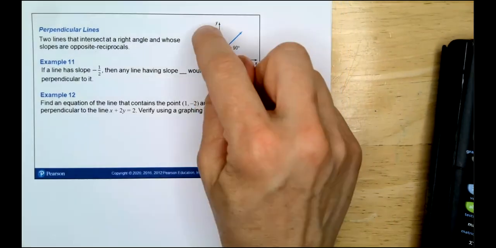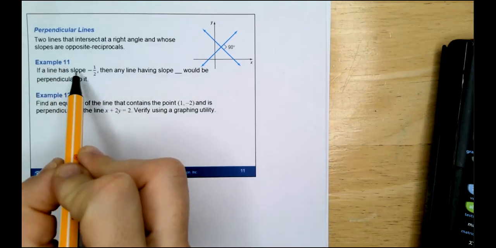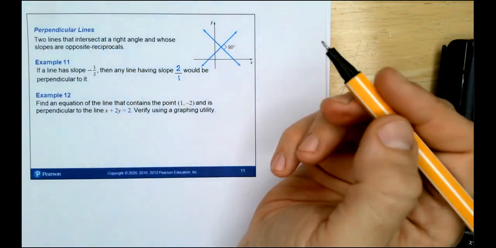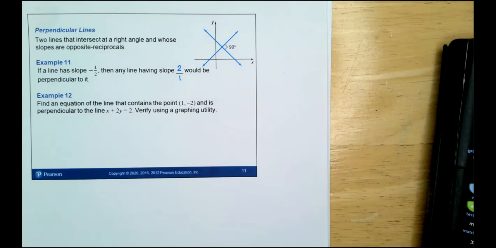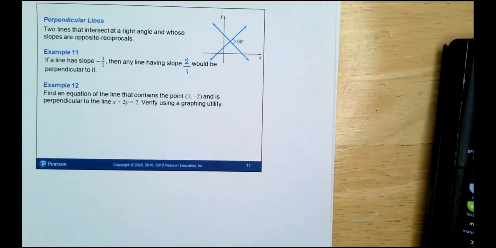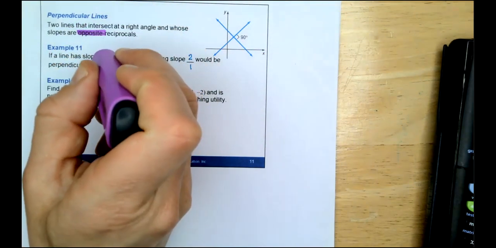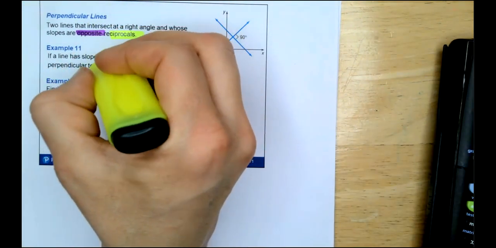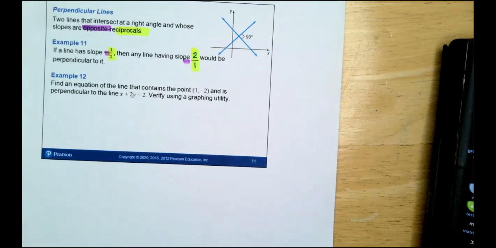Perpendicular lines intersect at a right angle, and the slopes are opposite reciprocals. So if a line has a slope negative 1/2, then any line having slope 2/1 would be perpendicular to it. Opposite means we change from a negative to a positive, or a positive to a negative. And reciprocal means we flip. The top of the fraction goes to the bottom and the bottom goes to the top, okay? So for negative 1/2, the opposite of negative becomes a positive, and the reciprocal of 1/2 becomes 2 over 1. So the opposite reciprocal of negative 1/2 is positive 2 over 1, which is just positive 2.